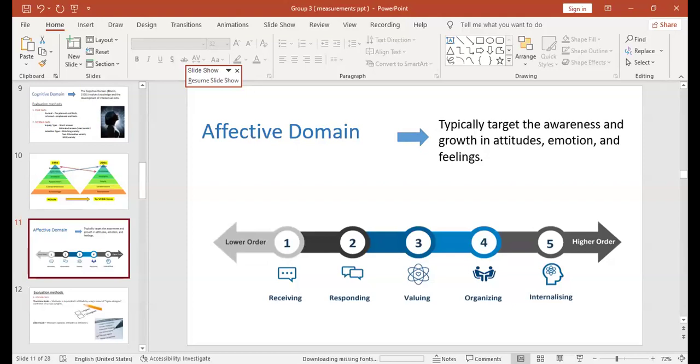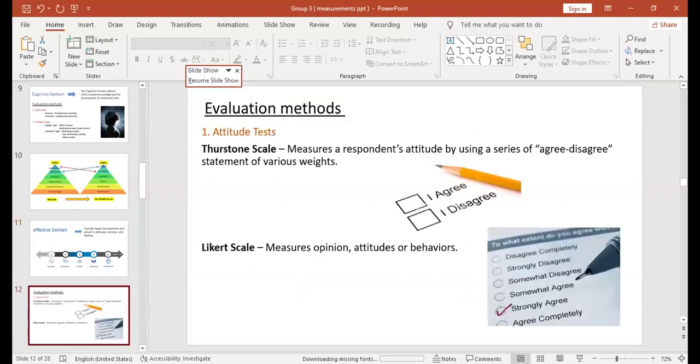The affective domain typically targets awareness and growth in attitudes, emotion, and feelings. Here you can see the 5 major categories listed from the simplest behavior to the most complex: receiving, responding, valuing, organizing, and internalizing. And here we have evaluation methods of the affective domain. First one is the attitude test. First one, you can see the Thurstone scale.